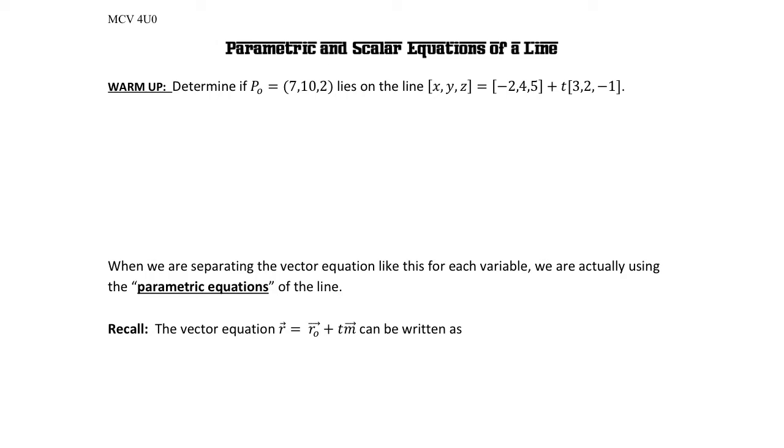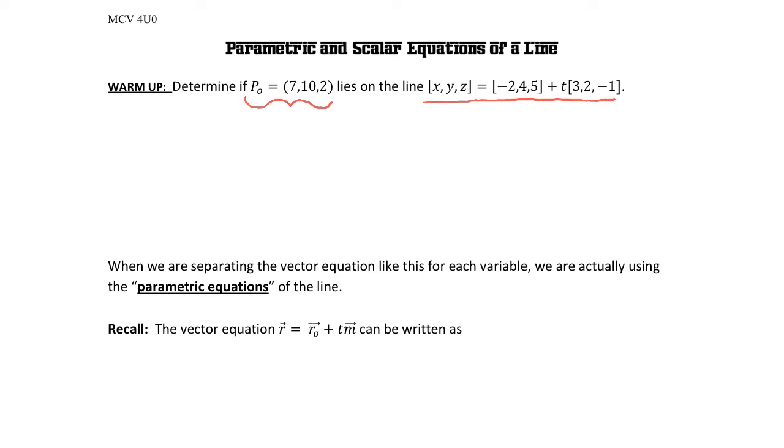Our warm-up for today is to determine if this point P lies on this line here, defined by this vector equation. So pause the video, see if you can figure it out. If you're not sure what to do, then certainly continue on and write it down as an example. But pause the video, try it on, and then come back to the video to check your answer.